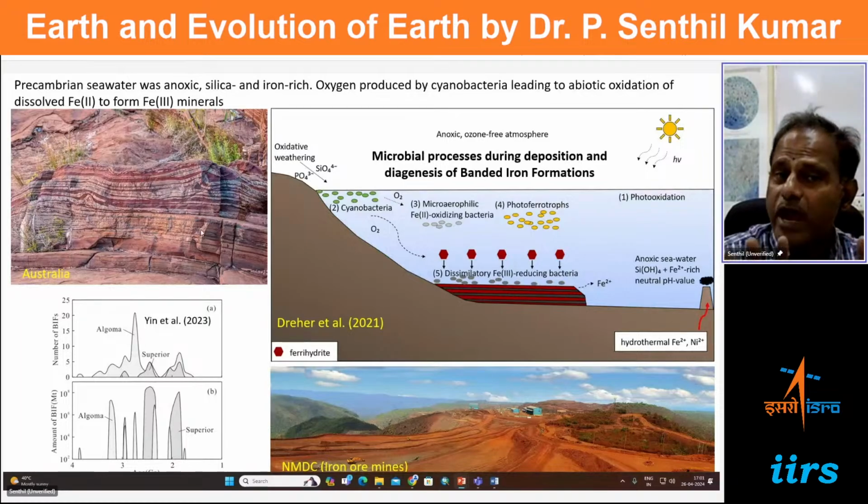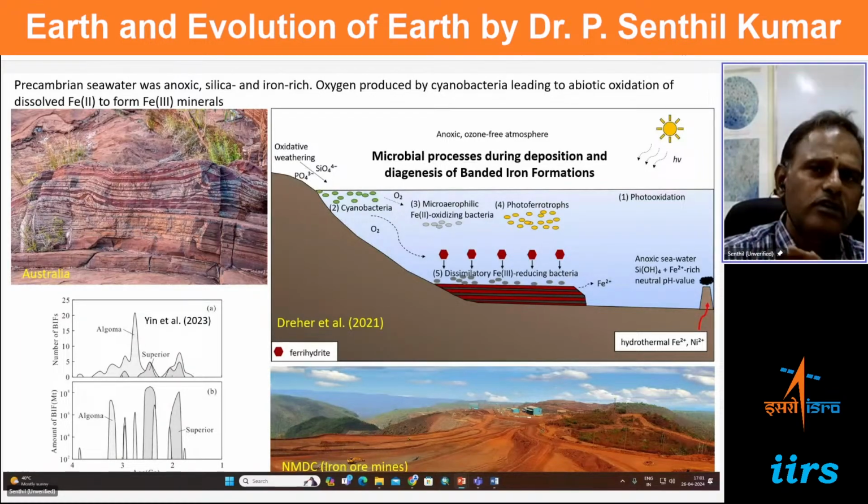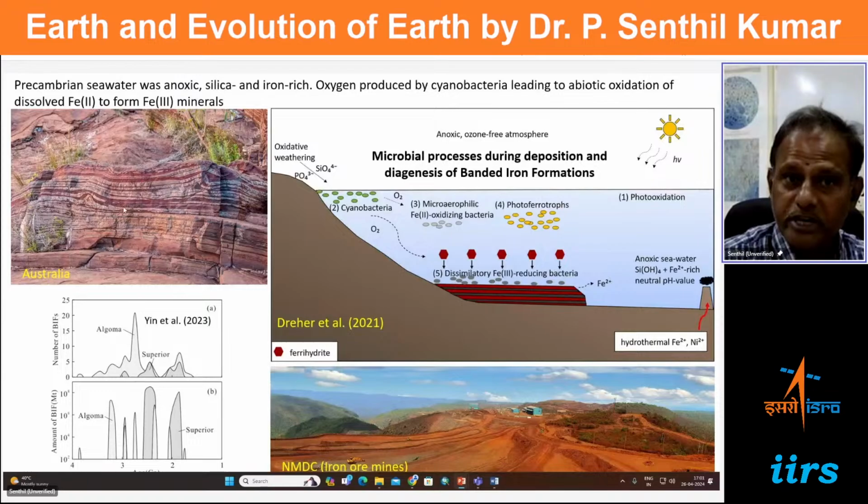formations. This banded iron formation was produced in the oceans of Archean time, and this became the biggest source of iron ore that we are extracting today. Whatever iron that we are using is coming from the banded iron formation, which formed in the ocean that existed about 3.5 billion years ago. Here is a mine in Karnataka. The Sandur mines are being mined by NMDC. So they are exactly mining this type of banded iron formation.